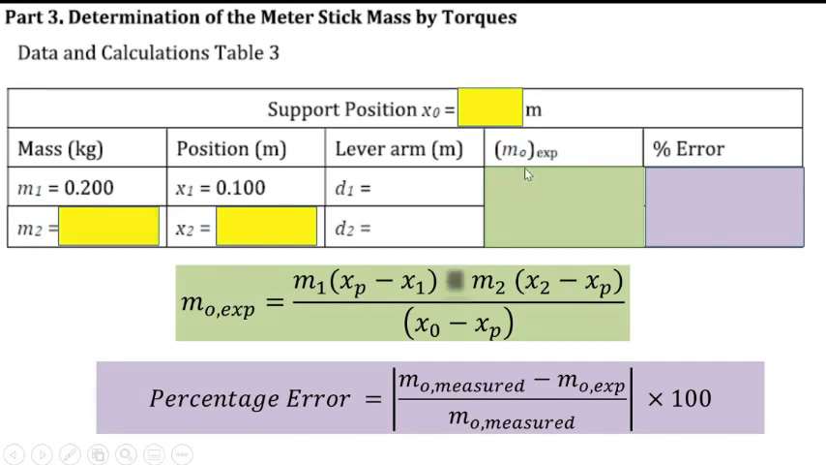Since we are looking for MO, this is the formula. Please do not forget this is the support position. This is not XO, this is XP. Do not forget to place the position of your support in this part. Now we will get the percentage error, in which we compare the mass of the meter stick based on the digital balance we measured before, minus what we have computed here, divided by what is measured, absolute, so that is always positive, times 100, and place your value here.